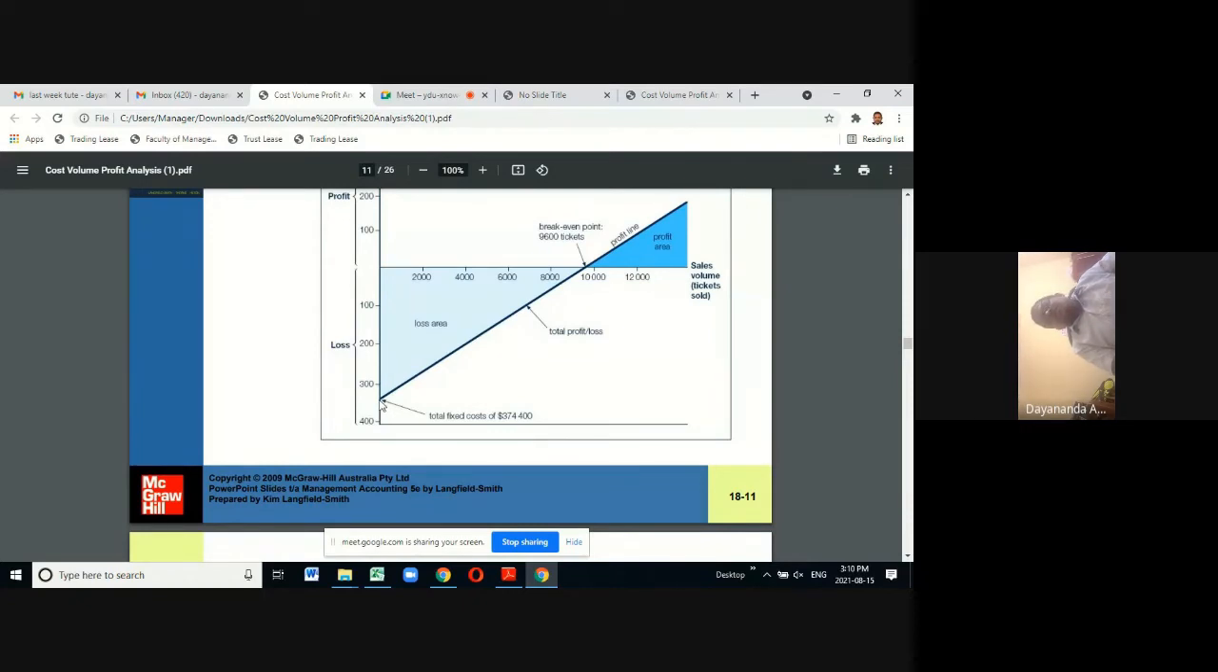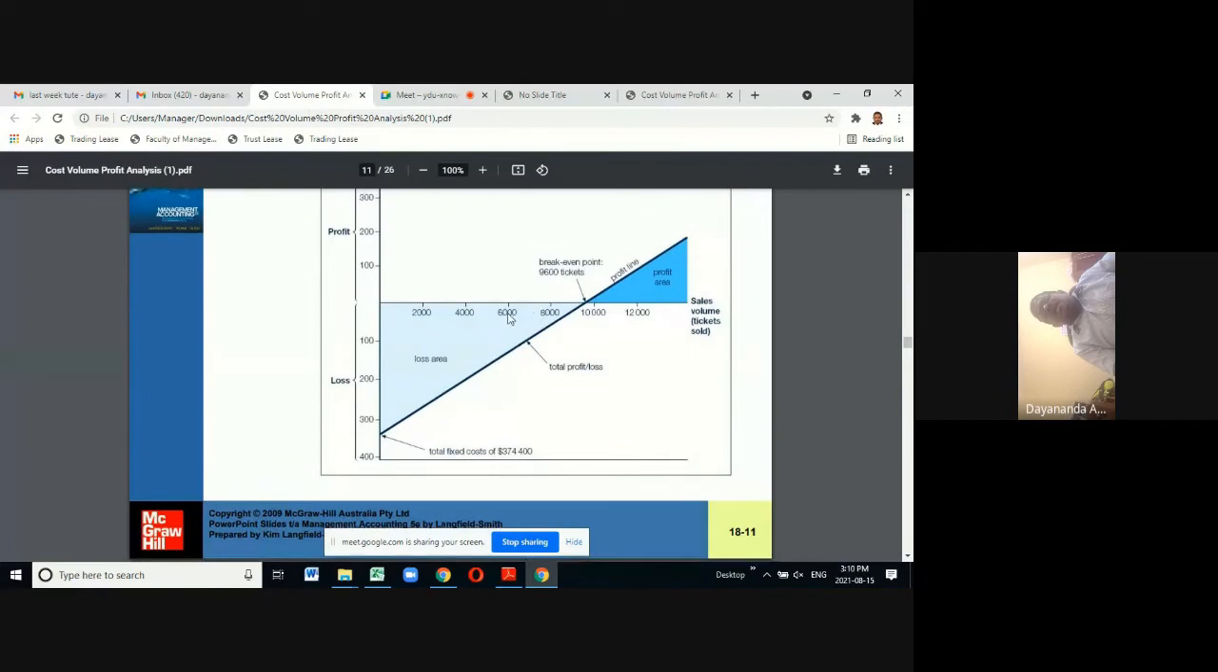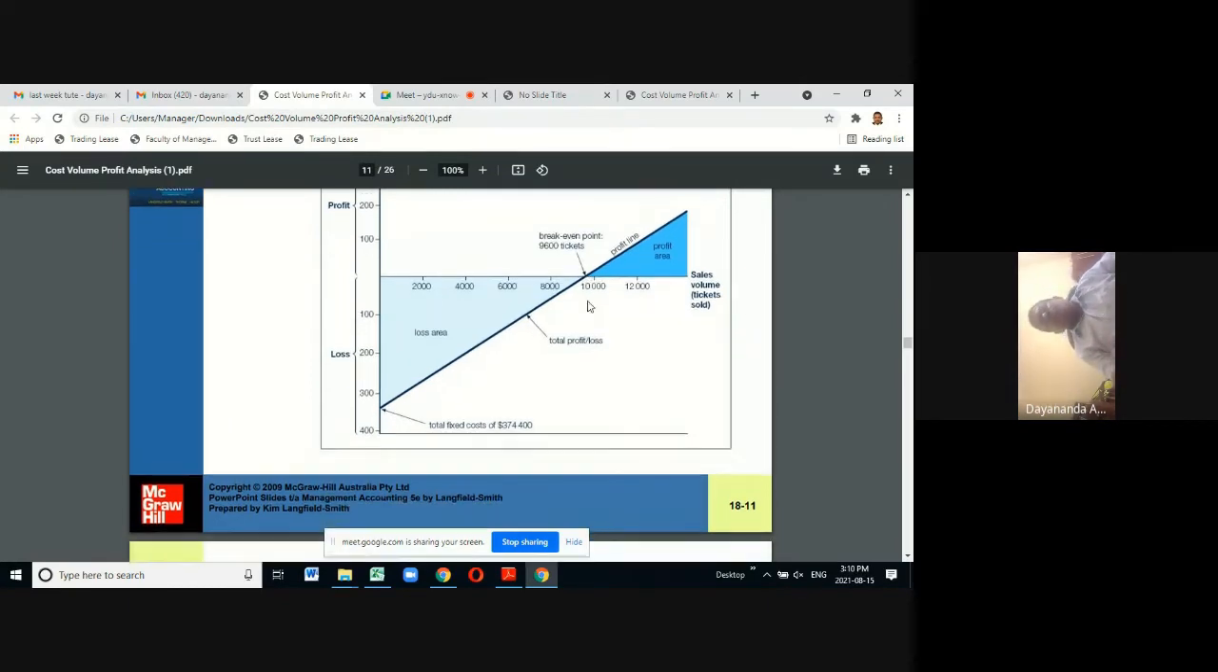If you are making 0 tickets, the maximum loss would be the fixed cost. Here is the fixed cost point. So you make a star here, and also at break even, which is the 10,000 level, you just draw a line. This is called the profit line. This area indicates profit, this area indicates the loss. At this point we call it break even. So that is the profit line or the profit graph. Okay.